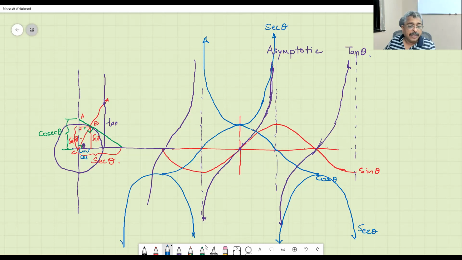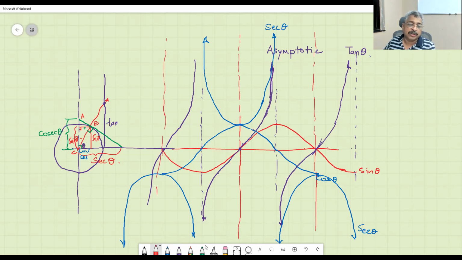This, okay, and so on between these two dotted lines, because these dotted lines are also not acceptable as far as sec theta is concerned. Okay, because the denominator will become 0. As far as cosec theta is concerned, the n pi angles are not acceptable. Therefore, the y axis is not acceptable. At pi it is not acceptable. At minus pi it is not acceptable. So these are the dotted lines.